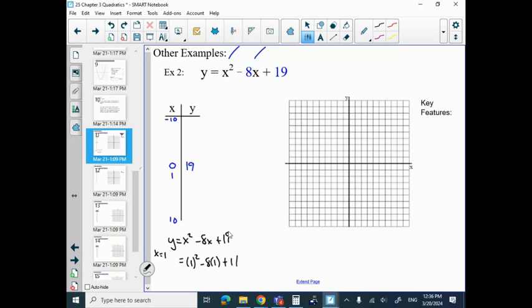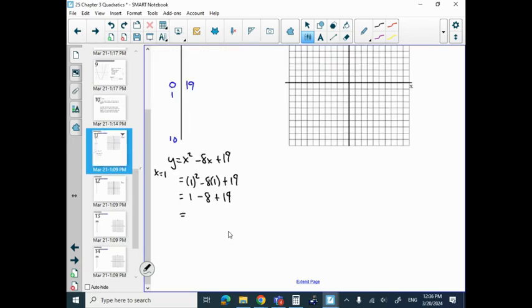And plus a 19. And so we're going to have, obviously, 1 take away 8 plus 19. So you could just use a calculator for this completely, or you could easily see that 19 take away 8 is just 11. 11 plus 1 is going to be 12, right? So you get an answer of 12.